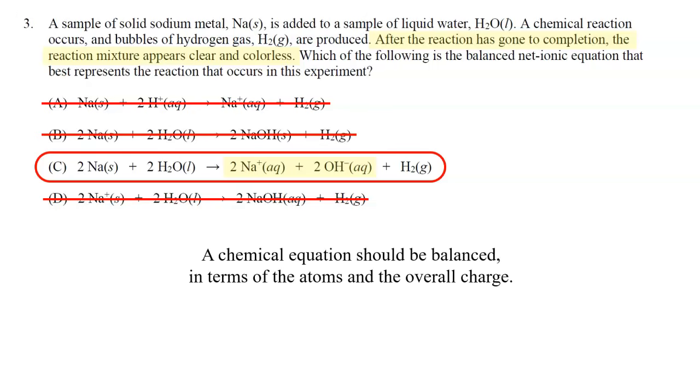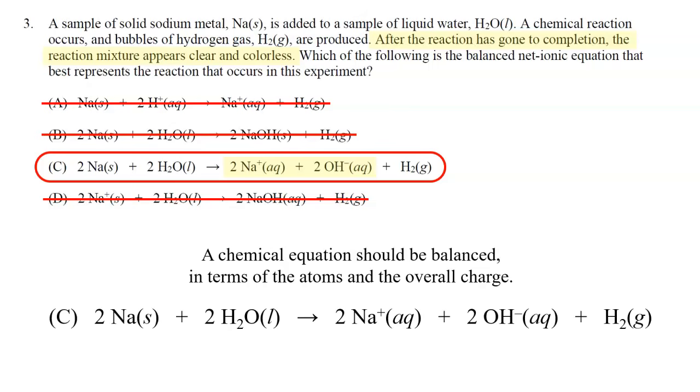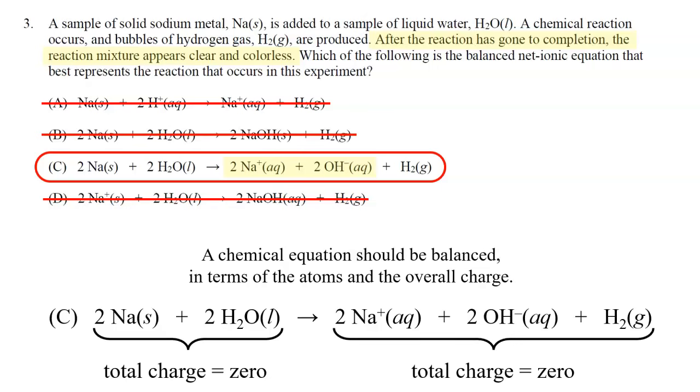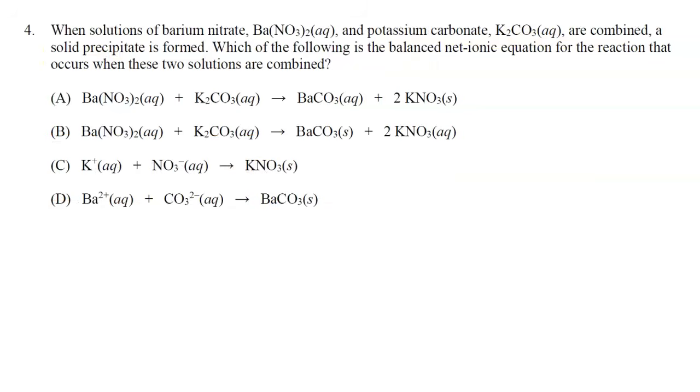And just to verify, this chemical equation should be balanced in terms of both the atoms and the overall charge. So in choice C, we see the same number of atoms of sodium, hydrogen, and oxygen on both sides of the equation, and the total charge on the left is 0, and the total charge on the right is also 0. So question 3, the correct answer is choice C. Now, let's take a look at question 4.